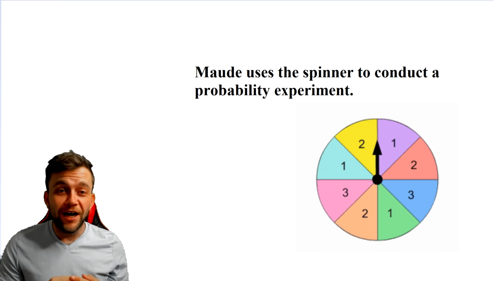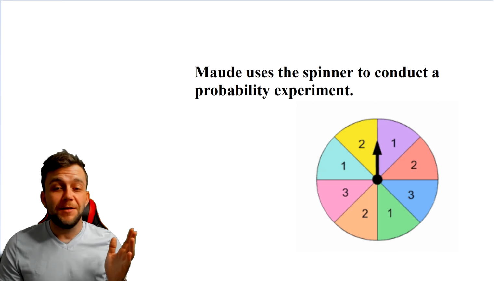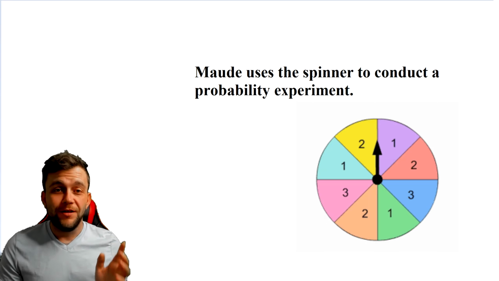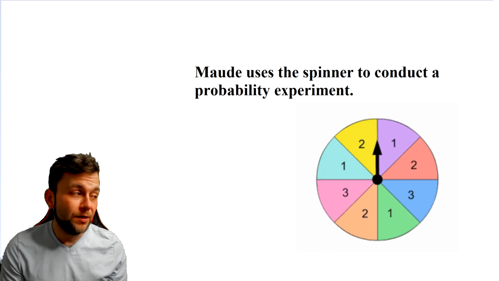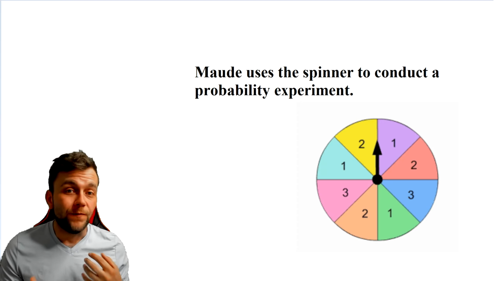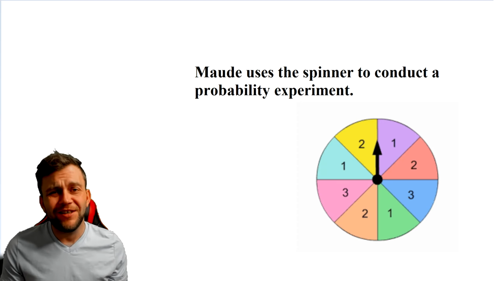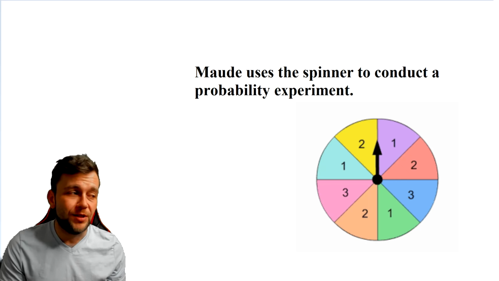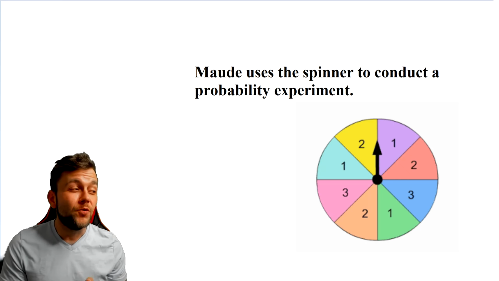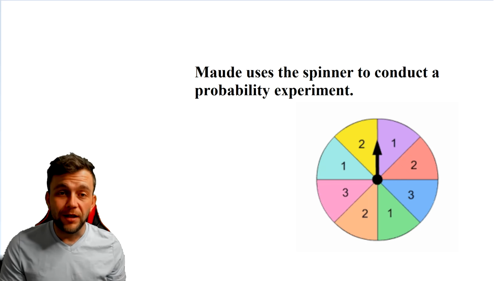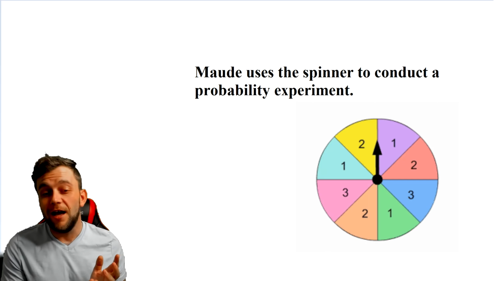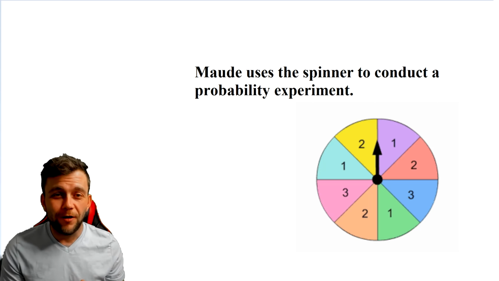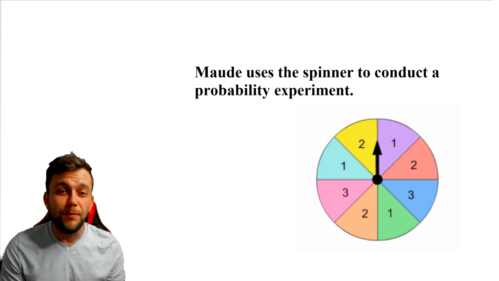So we've moved beyond the marble problems now, as you can see, because we have a spinner. Spinners are one of the other favorite things in statistics and probability, just to kind of help confuse you, right? Well, I mean, it's not to confuse you, it's to make sure that you're learning the material. So it says Maude uses the spinner to conduct a probability experiment. So what we're going to do is we're going to spin the spinner. I'm not actually going to spin it, but we'll get it all figured out. We're going to list all of the probabilities out, and then we're going to answer our questions.